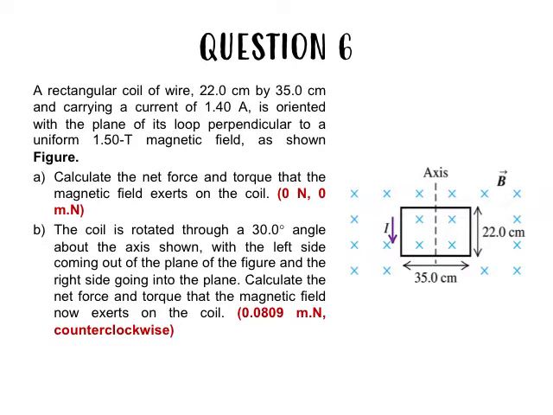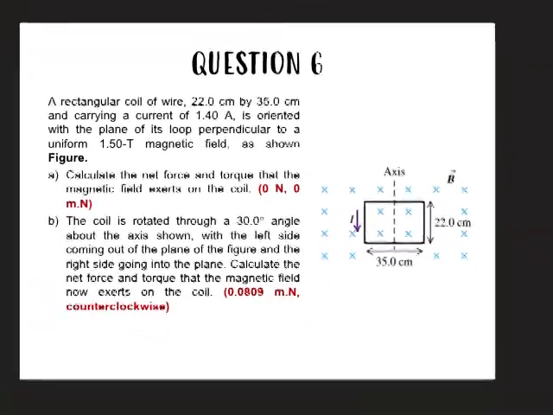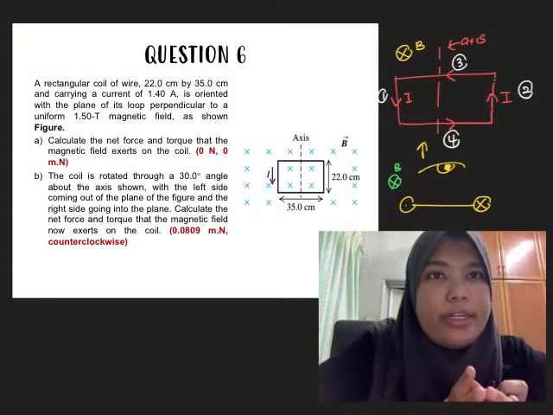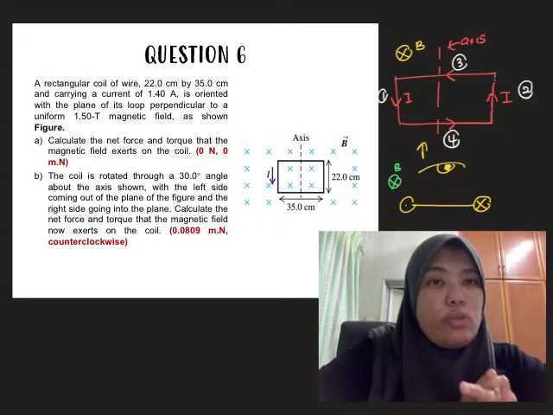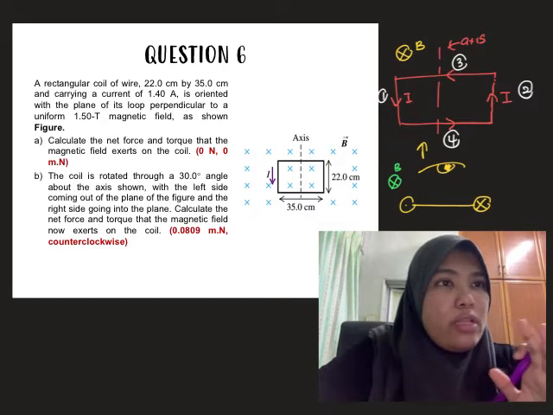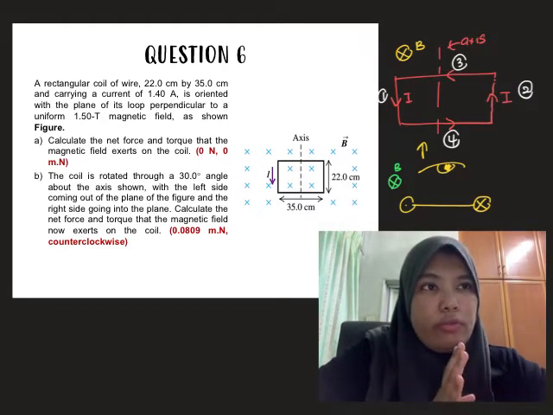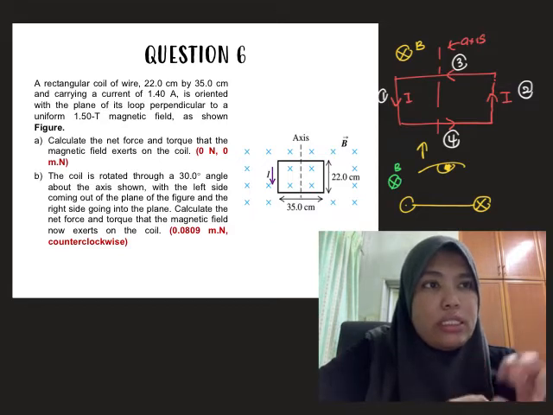Okay, so we have one last question which is going to relate to torque. Now the question asks you to find the net force and torque that the magnetic field exerts on the coil. I'm going to show you how to find the directions of the magnetic force for question A. We are going to start with the first part, and you are going to refer for the first and second part to the yellow diagram.